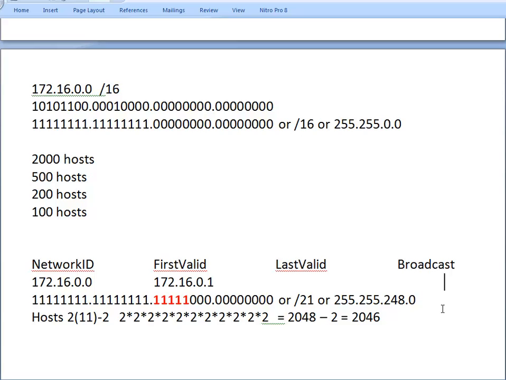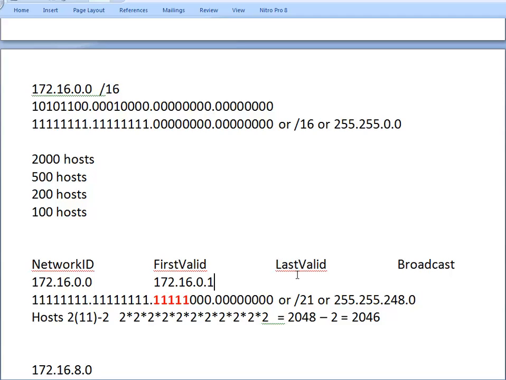To find the last valid address and the broadcast ID, it's better if you find the next network ID. Now the next network ID is going to be 172.16, which doesn't change because we had all ones. Now we have to look where the separation is happening. It's happening on the third octet, and this bit represents 8. So we have to increment the third octet by 8, from 0 to 8.0.